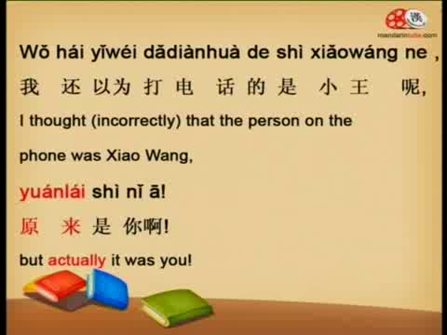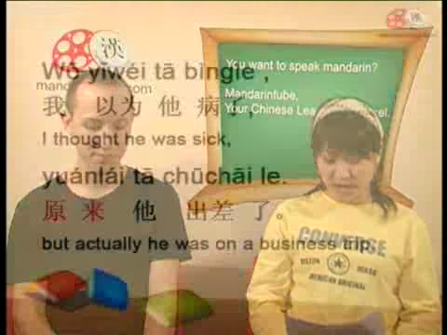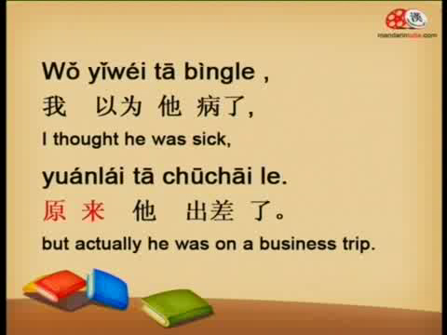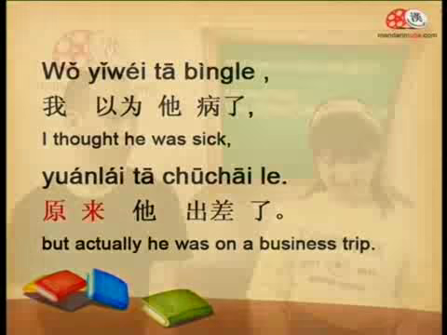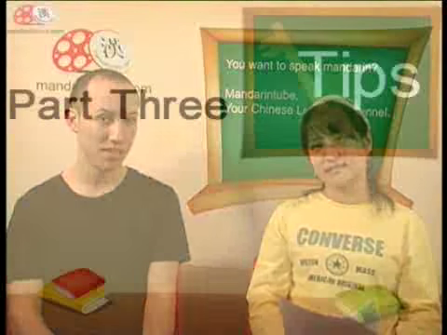So can we have a look at the example sentence? 我还以为打电话的是小王呢，原来是你啊。 Okay, I thought that the person on the phone was 小王, but actually it was you. So I thought incorrectly. And then 原来 to say actually it was you. Okay, can we have a look at one more example? 我以为他病了，原来他出差了。 Okay, I thought he was sick, but actually he was on a business trip. So I thought incorrectly that he was sick, but it turned out, actually, 原来 he was just on a business trip. Later, 后来他发现他出差了。 And later it came out that he was actually on a business trip. Okay, that's it for the grammar points at the moment.